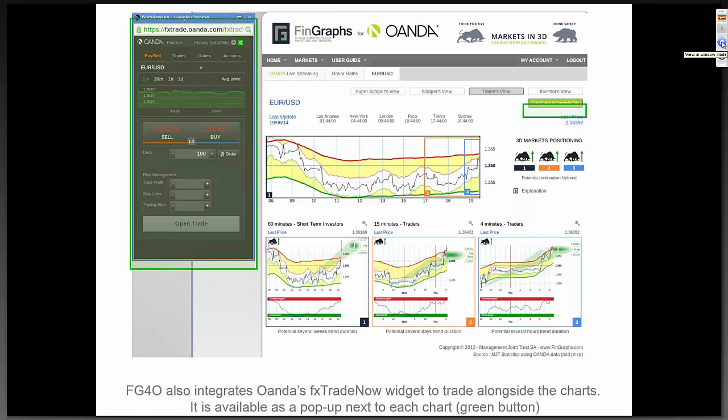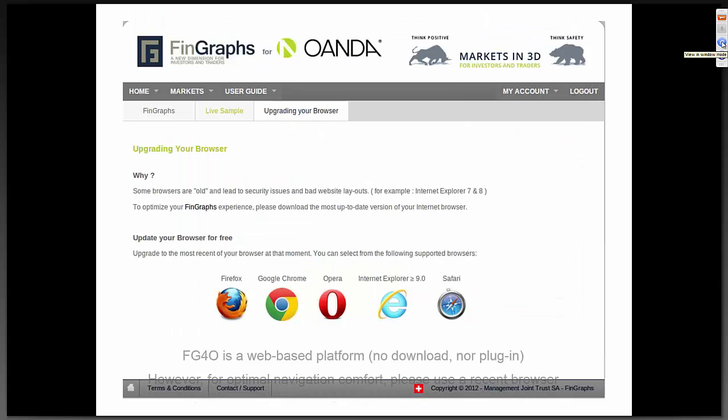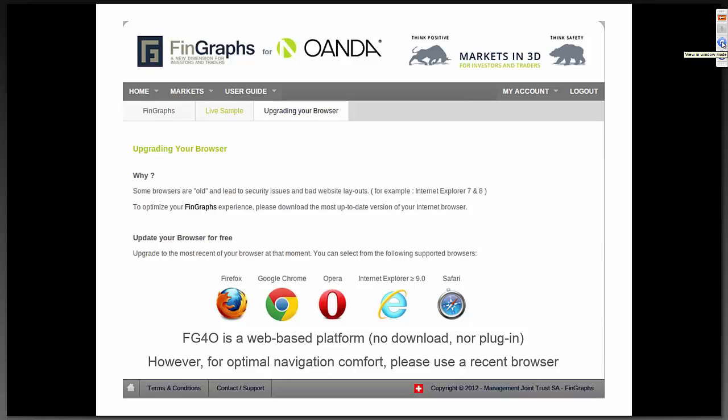FinGraphs for OANDA also integrates OANDA's FX Trade Now widget to trade alongside the charts. It is available as a pop-up next to each chart. It's the green button here. So you just have to press on it, enter your login details, and the FX Trade Now widget will pop up, and it will synchronize with the instruments you're viewing on the platform. FinGraphs for OANDA is a web-based platform. You don't need to download anything. You don't need to install any plugins. But for optimal navigation comfort, please use a recent browser.